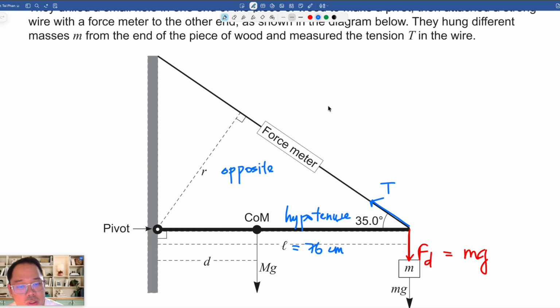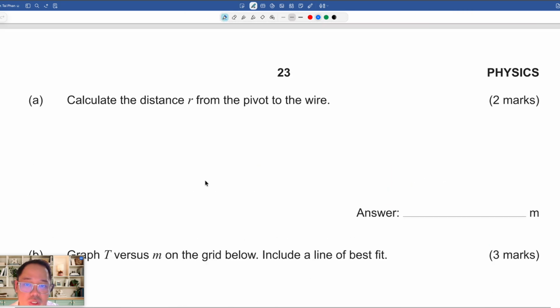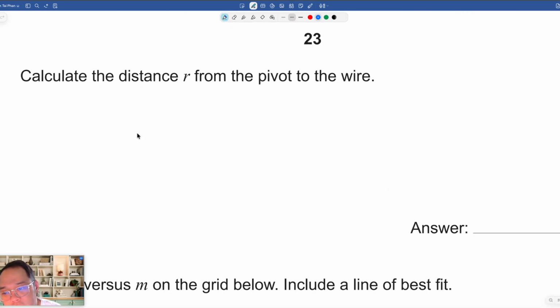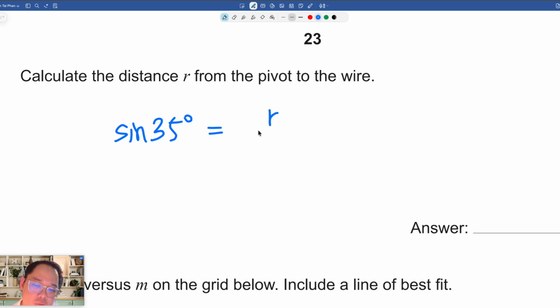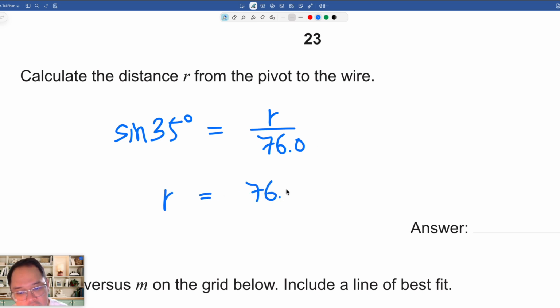Therefore, we can use sine of the angle 35 degrees equal to opposite, which is r, over hypotenuse, which is 76 centimeter. Therefore, we can quickly calculate the value of r. Okay, let me write the solution here. Distance r. Sine of 35 degrees is opposite, which is r, over hypotenuse 76 centimeter. So r is 76 times sine of 35 degrees.